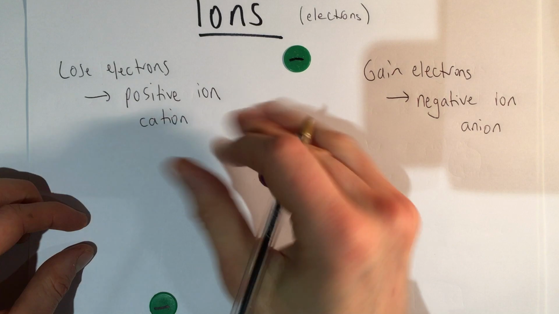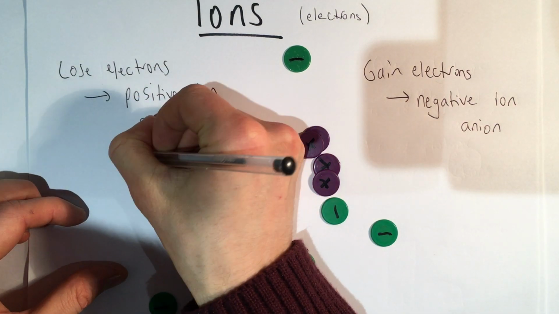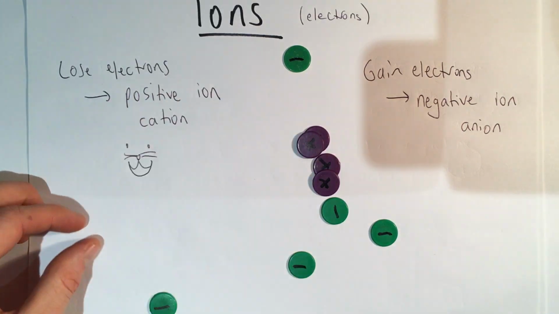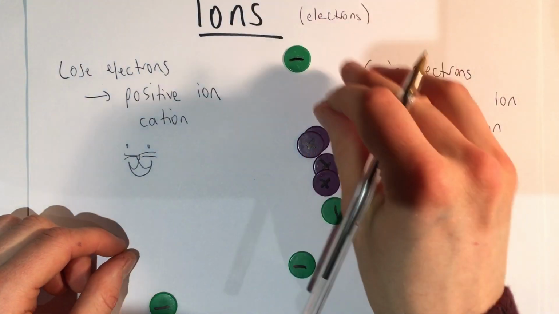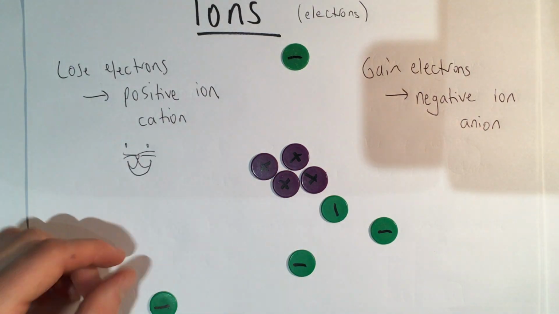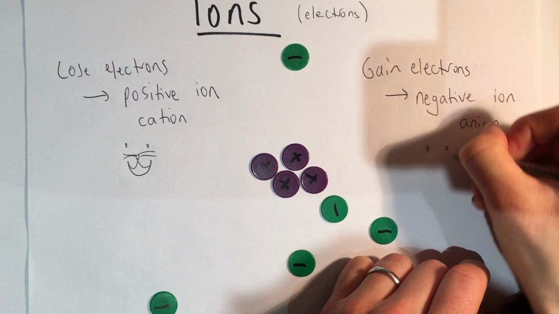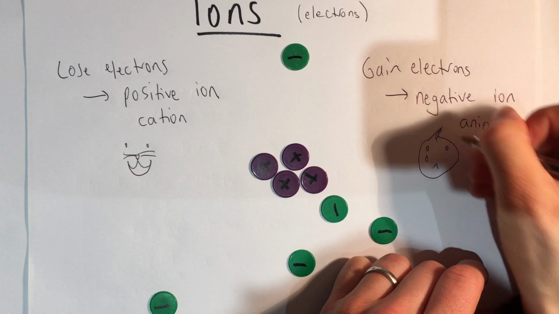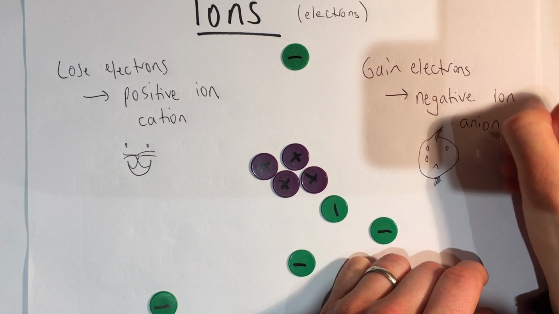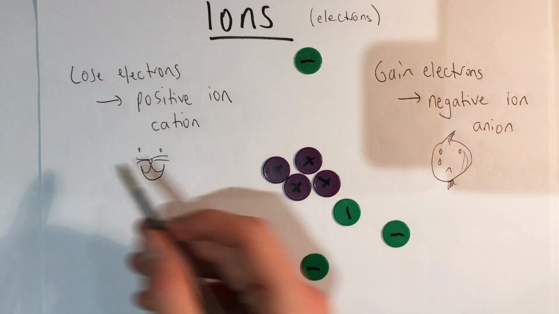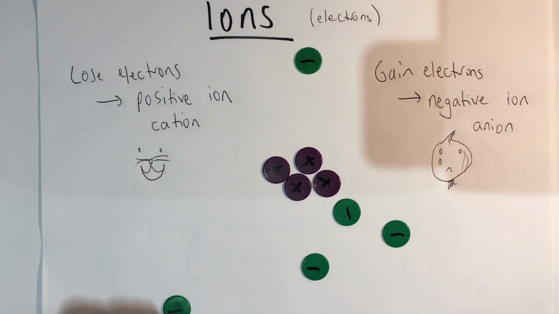To help you remember, you could remember that cats are positive if you like cats. I don't particularly like cats, so it doesn't really work for me. But cations are positive, and you could remember that onions are sad because they make you cry. And anion is a little bit like the word onion. So that's a way to remember it if it helps.